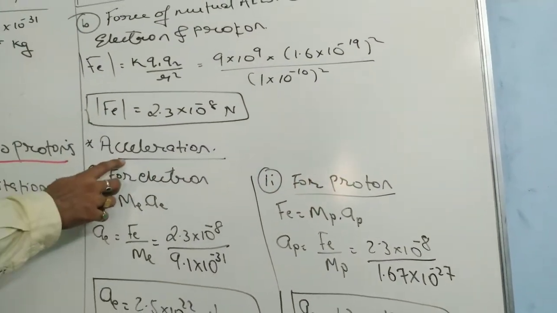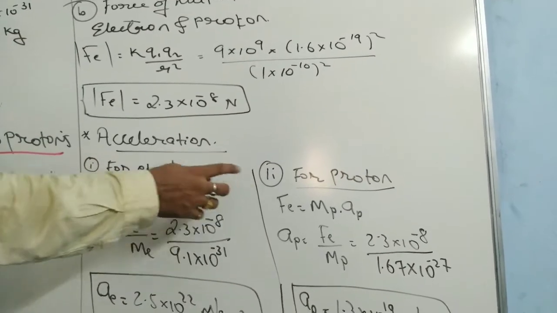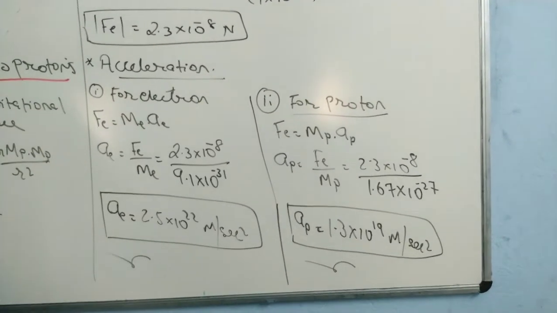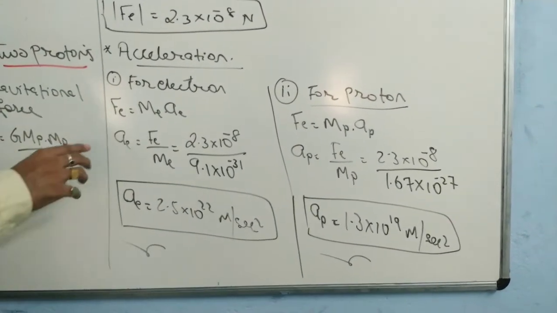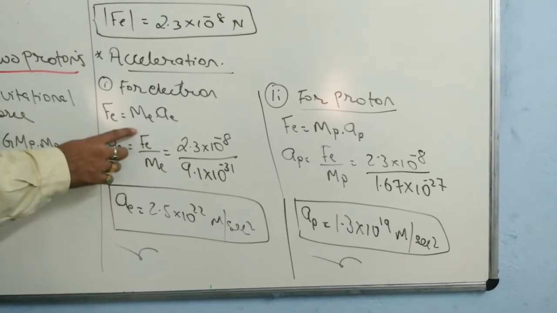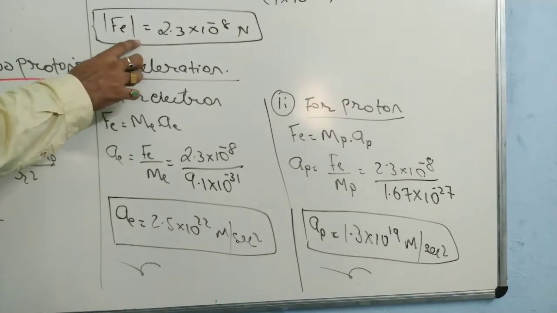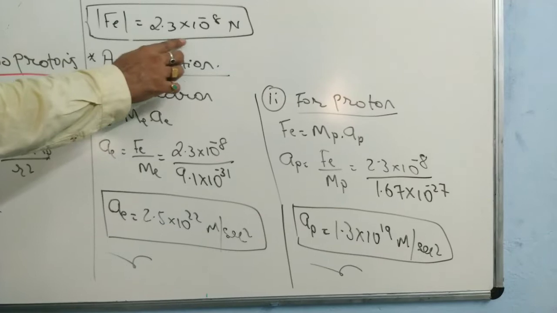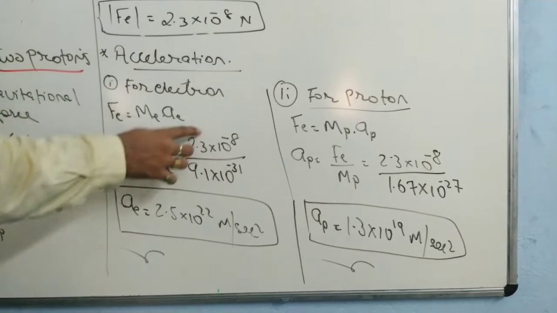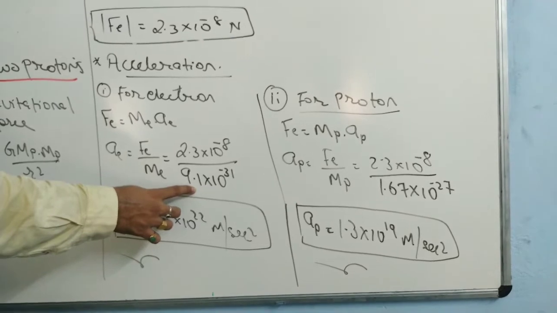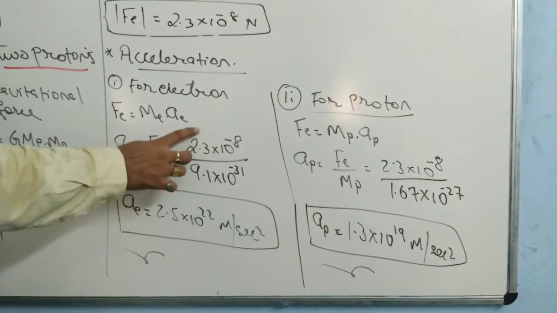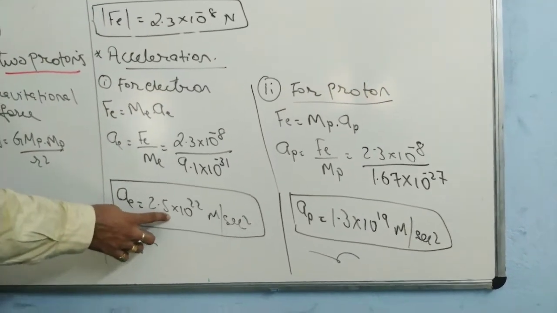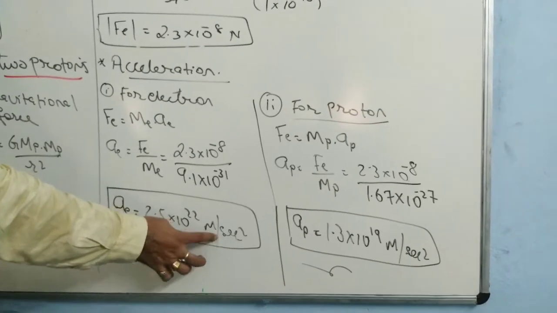Kindly please note it. Acceleration. There are two cases, for electron and for proton. Force is equal to mass into acceleration, so our acceleration becomes force upon mass. Already we have the value of force, 2.3 into 10 raised to minus 8 Newton. Mass of electron 9.1 into 10 raised to minus 31 kg. We'll take the ratio of these both. We get the acceleration of electron as 2.5 into 10 raised to power 22 meter per second square.